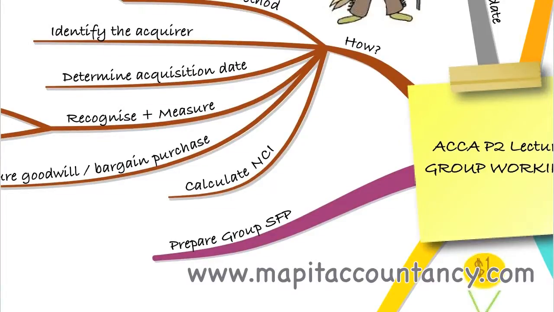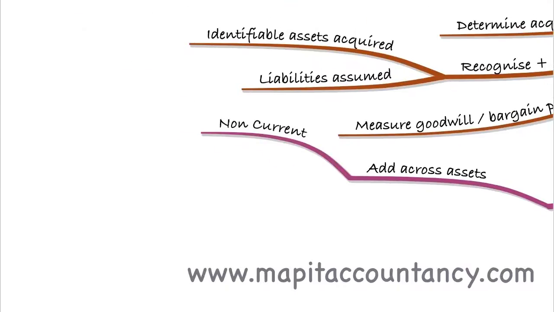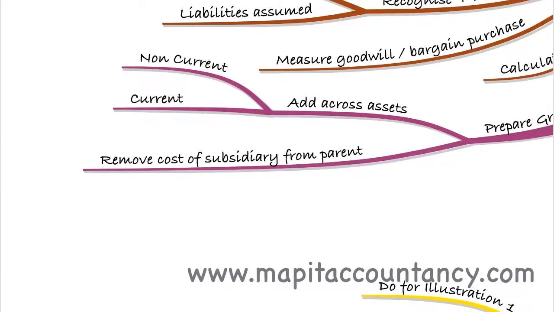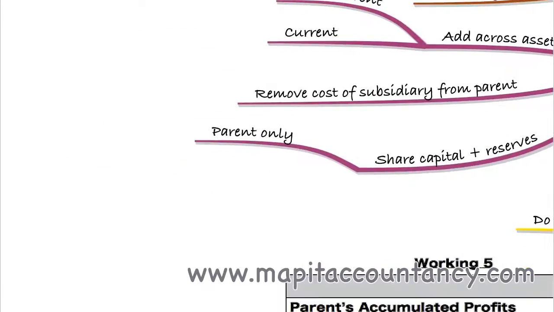Lastly then, that enables us to prepare the group statement of financial position. So we need to add across the assets. We're adding the parent's assets to the subsidiary's assets. We do that for non-current assets and for current assets. We then remove the cost of the subsidiary from the parent. Remember that in the parent's own accounts, they'll have investment in the subsidiary. You need to take that out because what we're doing is dividing that up. We're putting all the assets in, we're putting all the liabilities in, and we're putting goodwill in. So we need to take that cost of investment out. Share capital and reserves: remember, the share capital is the parent only. The reserves will be our working 5.